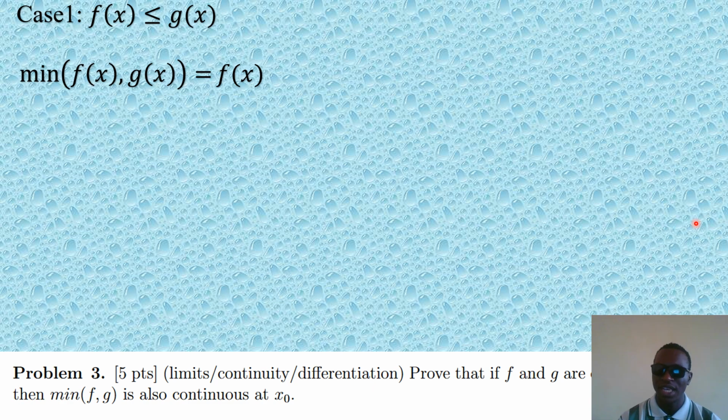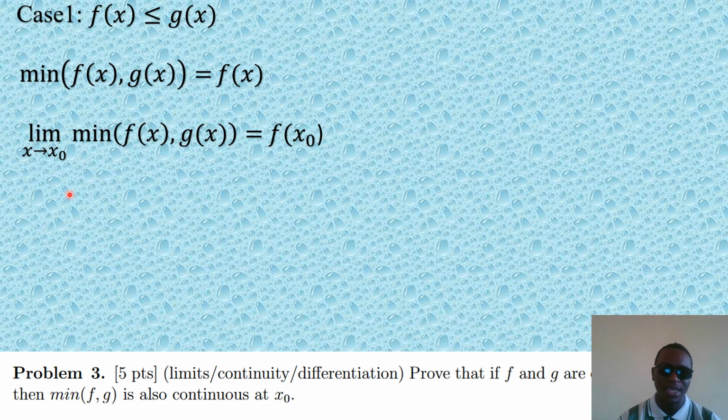So in that case, our limit as x tends to x0 of the minimum of f of x and g of x will be the limit as x tends to x0 of f of x, since the minimum is f of x. Since f is continuous, this will just be equal to the function value at that point, that's f of x0.